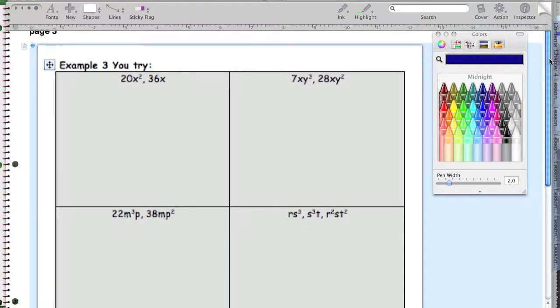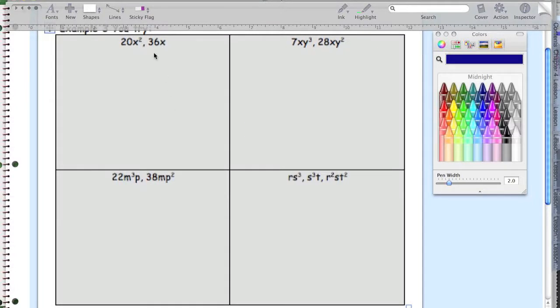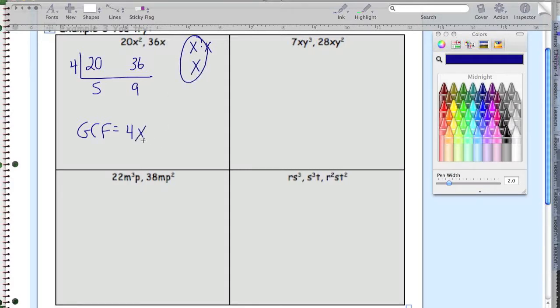Let's practice these ones. 20x squared, 36x. So I'm going to go ahead and find my GCF of 20 and 36. I can say that 4 goes into both of these, 5 and 9. So my GCF is 4. And this is x squared, so that's x times x. This is just x. So I have a pair of x's that gets tagged on.